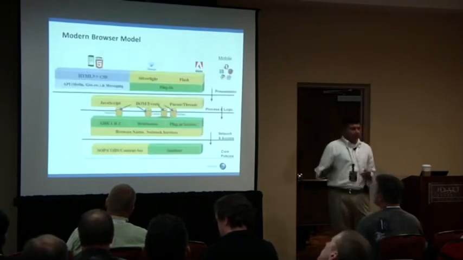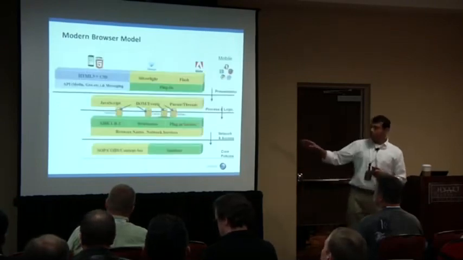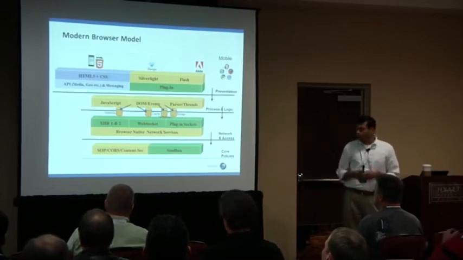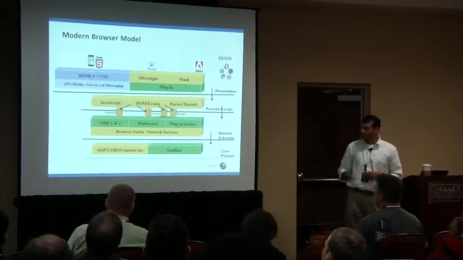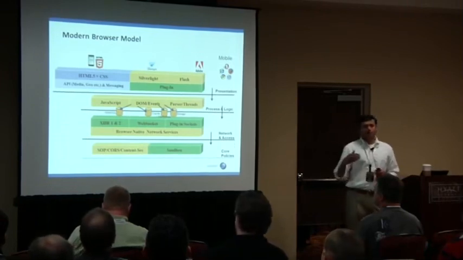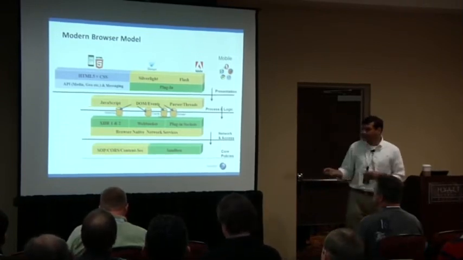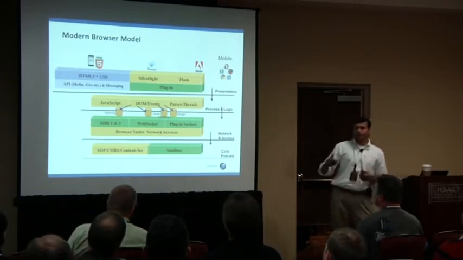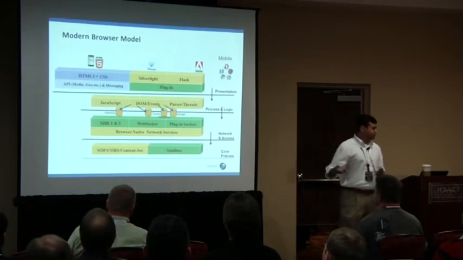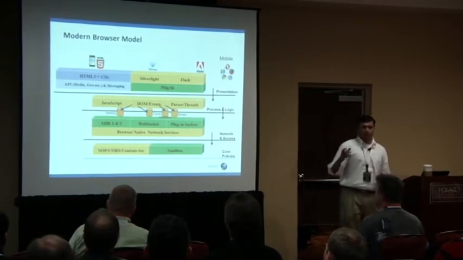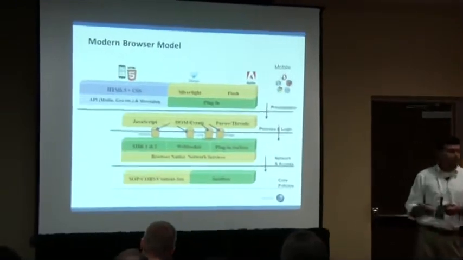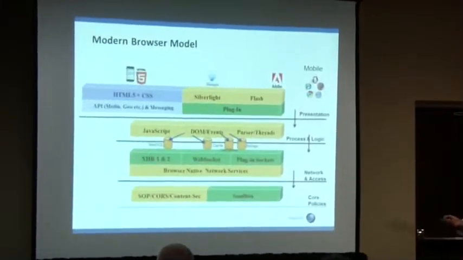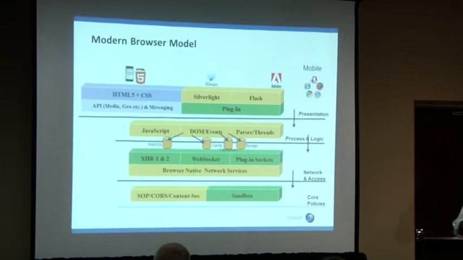If we look broadly at the current modern browser architecture, there is a core policies layer, where new policies have been added. We have SOP, the same origin policy. On top of it, we have CORS, the cross-origin resource sharing policy. We have another policy called CSP, the content security policy, and something new called sandbox. When you use an iframe, you can use a sandbox attribute to put the iframe into a sandbox.